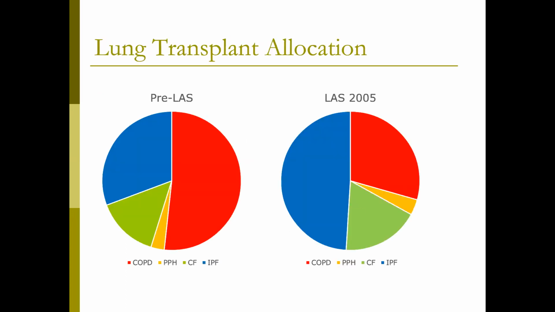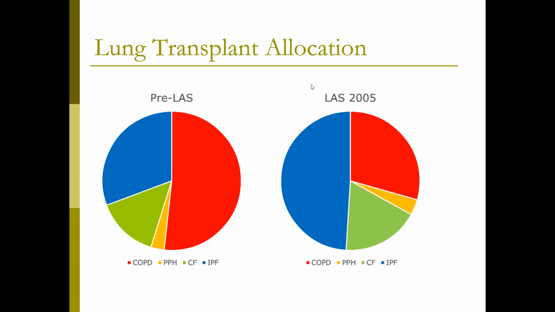Here's a more descriptive, more visual way of comparing who was getting transplanted before LAS and after LAS. And this is immediately with the change. Before LAS, the majority of the transplantation was being done in COPD patients. Then we had a small sliver of pulmonary hypertension, a relatively large share of patients with cystic fibrosis, and IPF contributed maybe 1/3 of all patients with transplant.